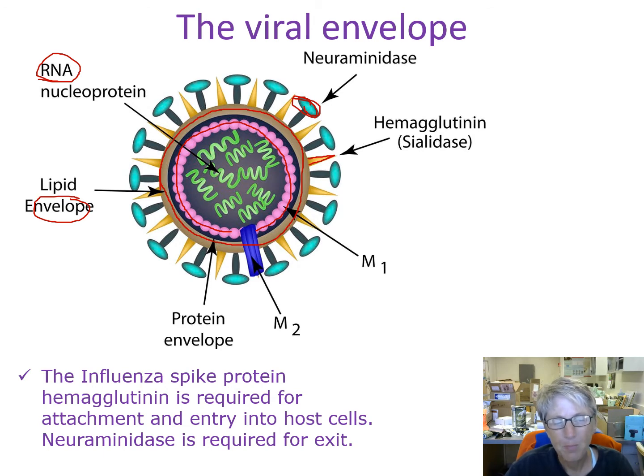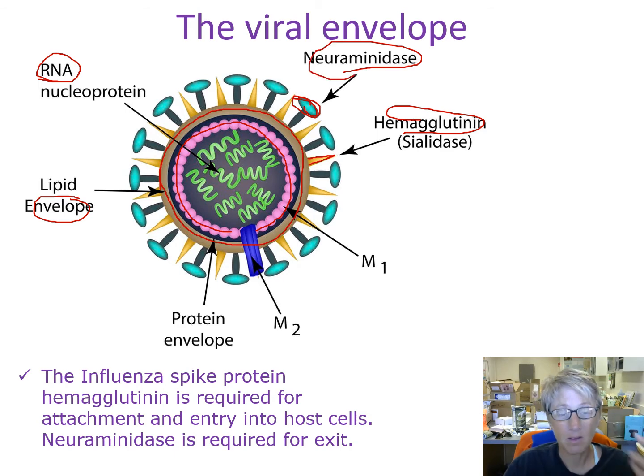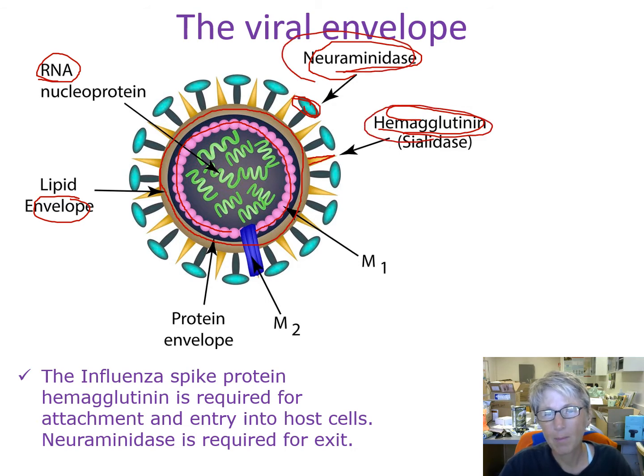So the influenza spike protein, so the virus that causes influenza, the influenza spike protein, hemagglutinin, is required for attachment and entry into a host cell, and then this other spike protein, neuraminidase, is required for the virus to exit the host cell. So have you heard of the viruses H1N1? Well, that's where the H comes from, hemagglutinin, and the N is neuraminidase.